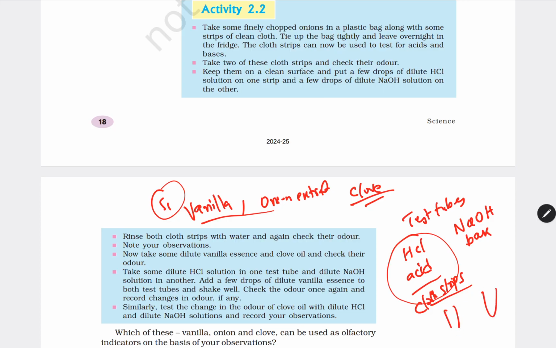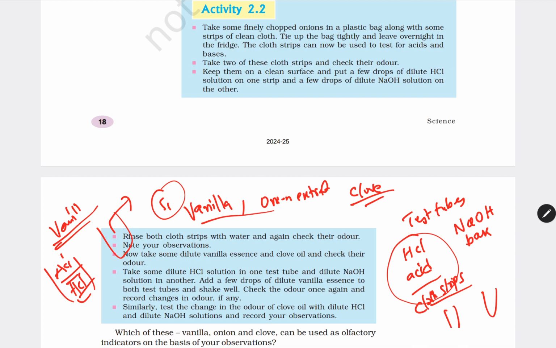So we smell the cloth strips after soaking them in acid and base solutions. So we note the change in the smell for each indicator. So our observations here you have to tell. If it is vanilla essence, acidic solution, if you are keeping in HCl, the smell of vanilla essence remains intact. Basic solution, smell of vanilla essence diminishes. So in the acid, the smell is existing. In the base solution, you cannot find that odor.